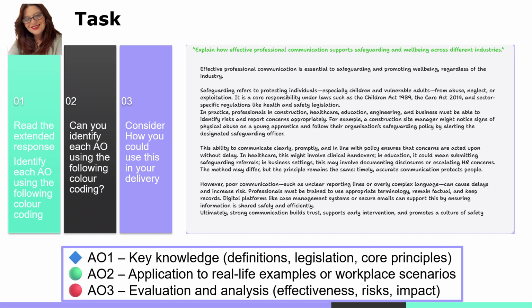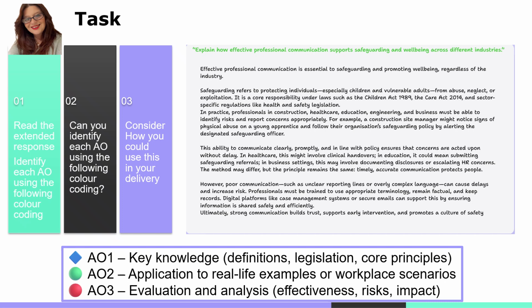You might want to pause the recording here and try the colour coding approach yourself. Step 1. Start by reading the extended response on the right. As you read, identify where each assessment objective appears, using the colour coding at the bottom. AO1 is key knowledge, so look for definitions, legislation and principles. AO2 is application. Where can you see that the learner has linked ideas to real-world settings? And AO3 is evaluation, so the analysis of effectiveness, risks or impact.